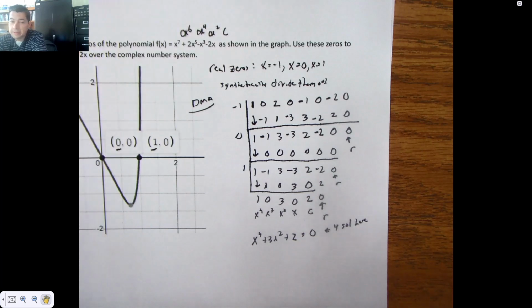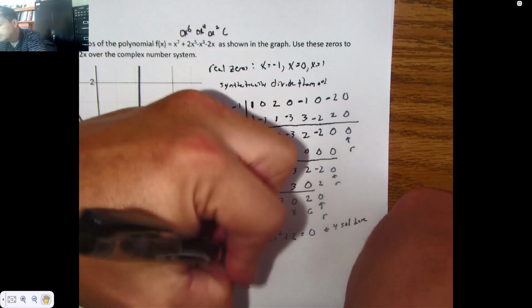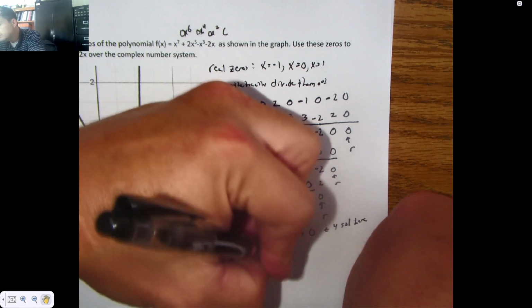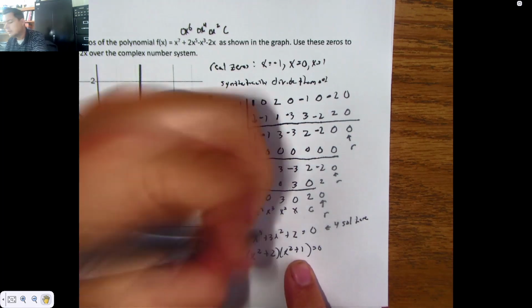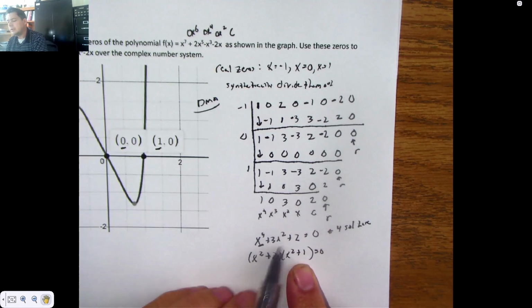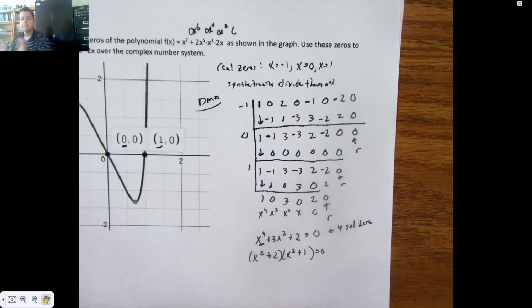And it actually does factor. You could also do the quadratic formula, but it factors as x squared plus 2 and x squared plus 1. Because x squared times x squared is x to the 4th. Add 2x squared, add another x squared, 3x squared. 1 times 2 is 2. And this is where the remaining zeros are.